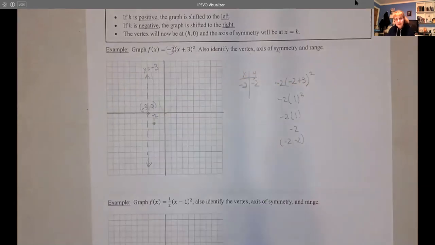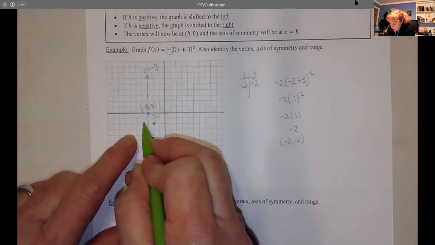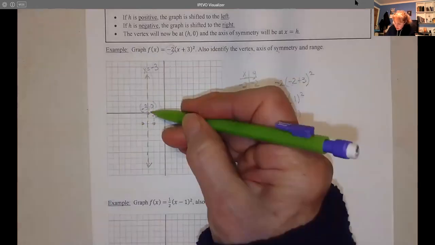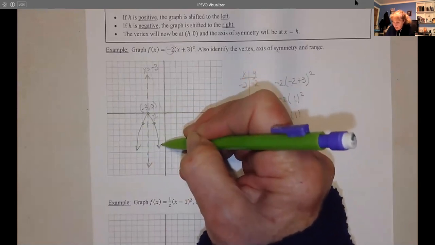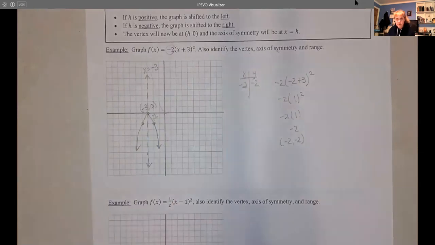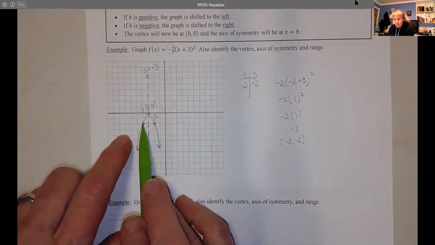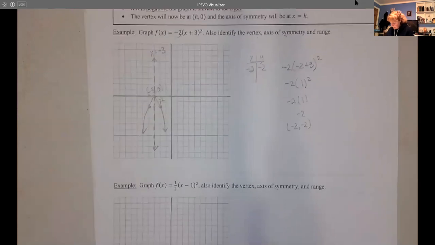Well, I know it's symmetric. So this is 1 over. I can go 1 over on the other side. And there's your other point. And then we'll just kind of sketch it out. So on My Math Lab, you'll need to find one point, and it will automatically do this other one for you. Which is nice. But because of the symmetry, it's the same distance from the axis of symmetry. All right, because of the symmetry. All right, let's try another one.